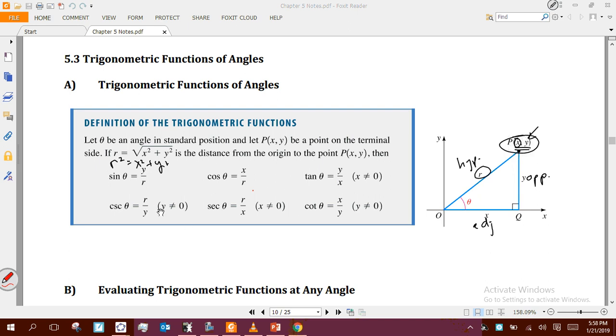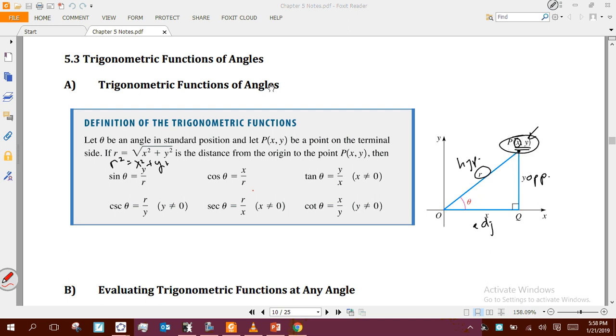Now we see here that because there's division, obviously our y value cannot be 0, x cannot be 0, and y cannot be 0 here. Up here we see that we still have division, but we never say r cannot be 0. Because if we have a point x comma y, r will never be 0 because of the way we've defined it by the Pythagorean theorem here.